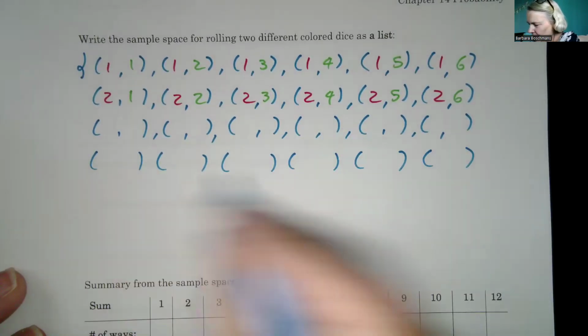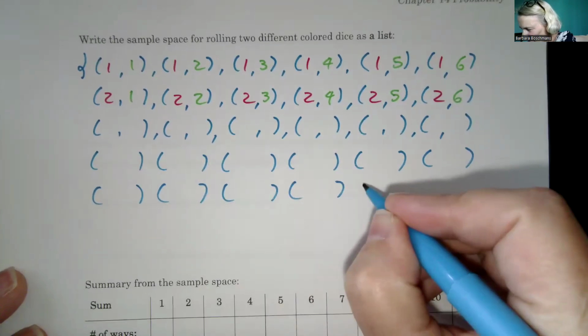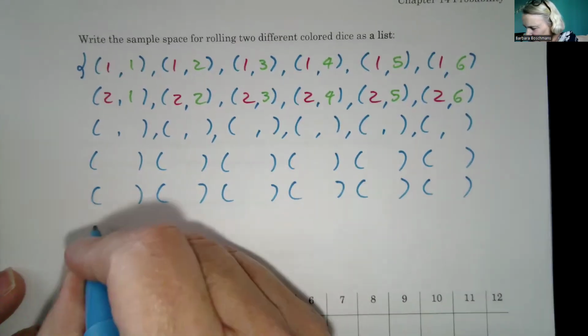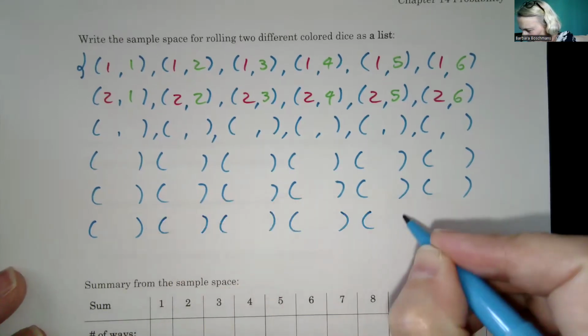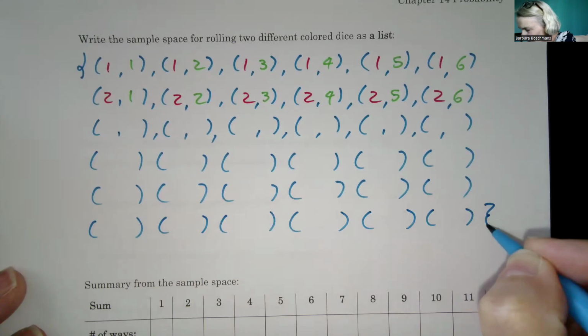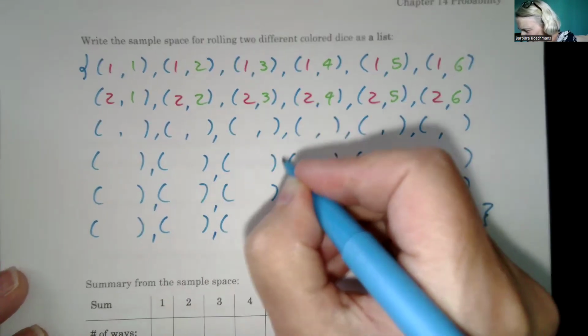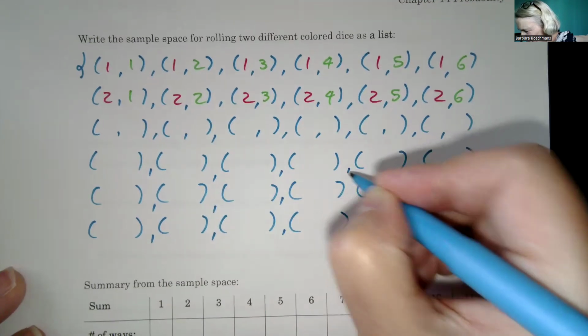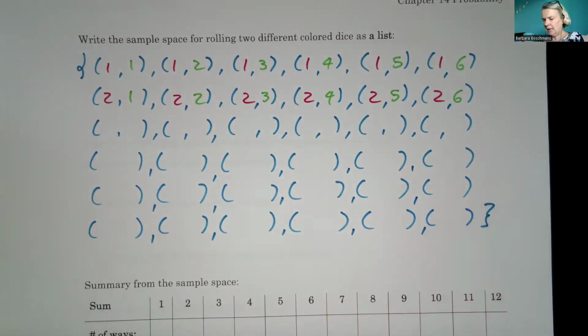Okay, so that's row 3, 4, here's 5. And here is 6, and then we'll close it and put a bunch of commas in between. So take a minute to do that. You do the same.